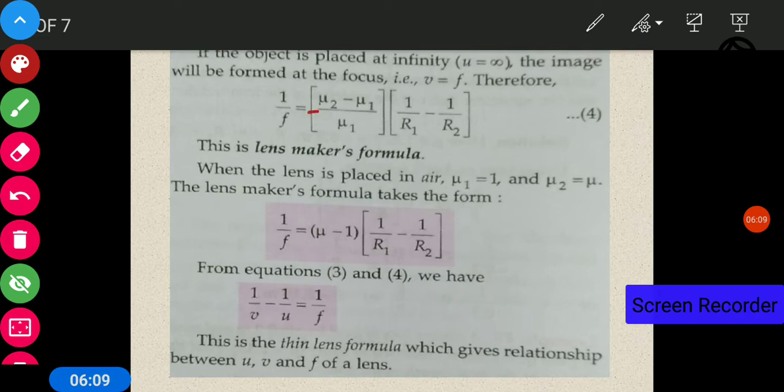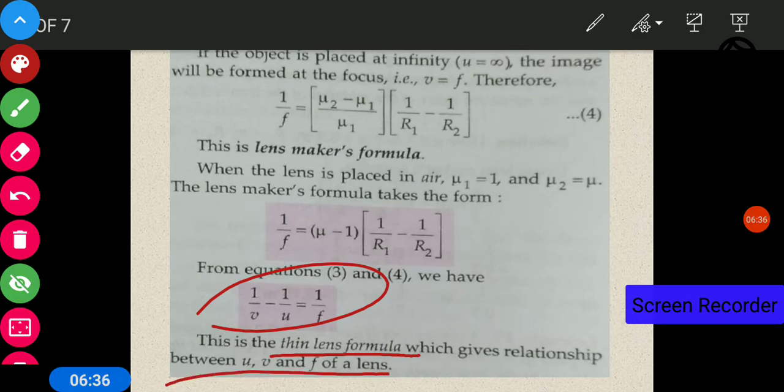Here mu2 is the refractive index of the medium of the glass, and mu1 is the refractive index of the medium in which the lens is placed. Now from equation 3 and equation 4, we have got the result that 1 upon v minus 1 upon u is equal to 1 upon f, which is known as the thin lens formula, and gives the relation between u, v and f.